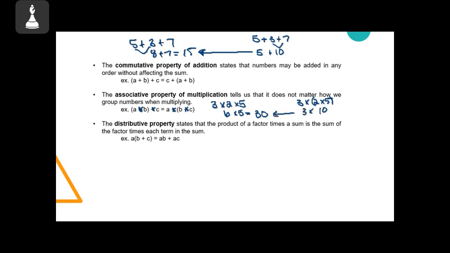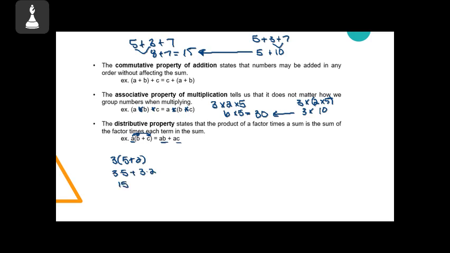The last rule here is the distributive property that says if I have a number outside of two terms, I can distribute that term by multiplication to each of the other two terms. So let me just show you quick. If I have 3 times (5 plus 2), I can do 3 times 5 plus 3 times 2. So 3 times 5 is 15. 3 times 2 is 6. Add those together, I get 21.